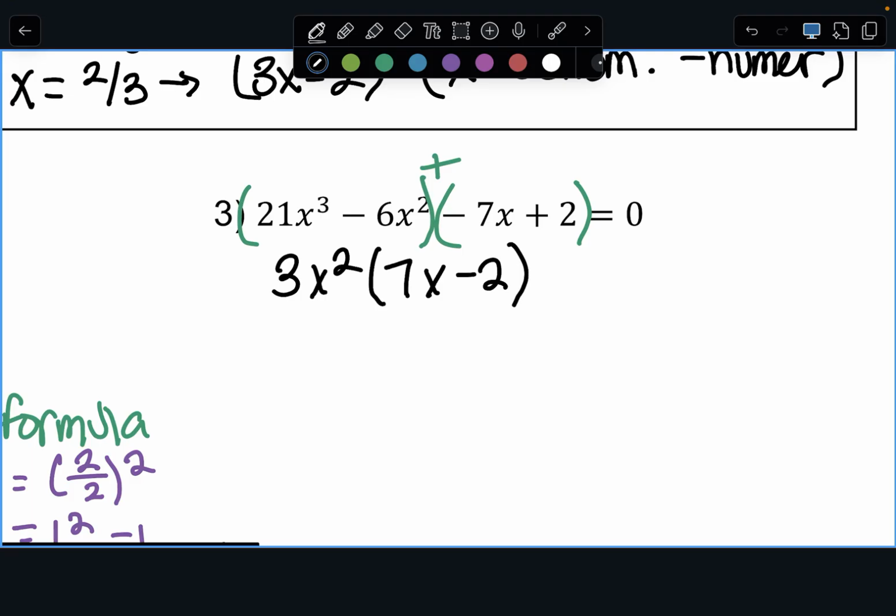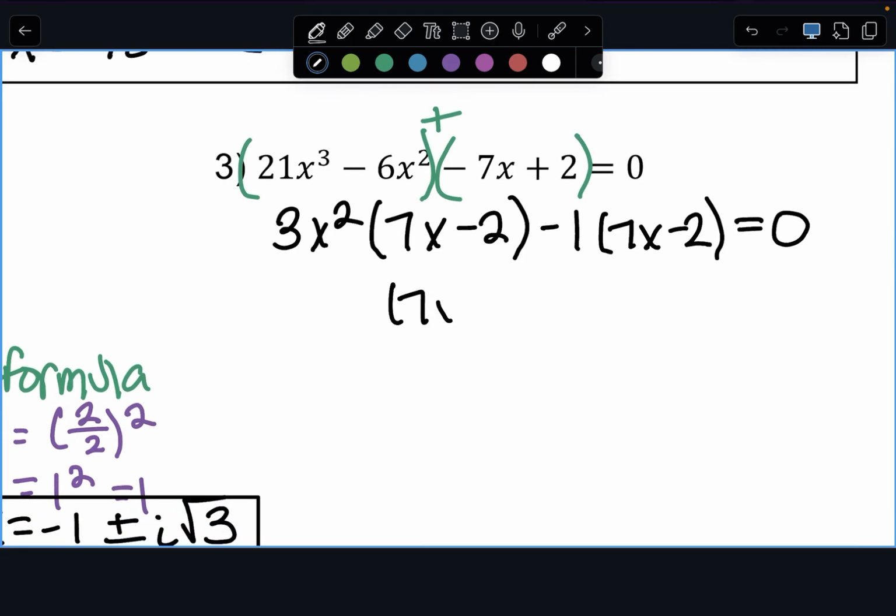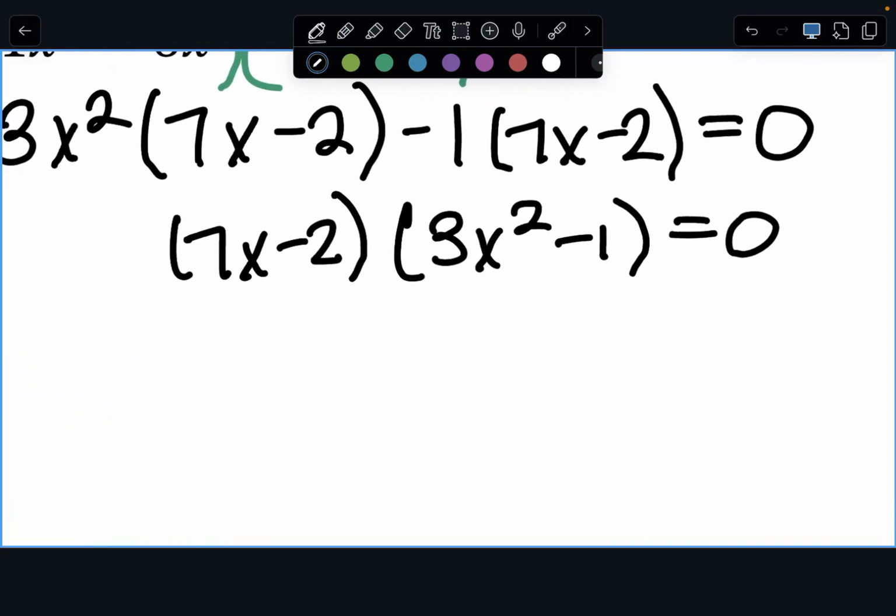And then from my second group, I just have to change the signs. What should I take out? A negative 1. Left with 7x minus 2. My parentheses match, so that is one of my factors. The 3x squared minus 1 is my other factor. Can either of these be factored more? Yes. Which one? This 7x minus 2.